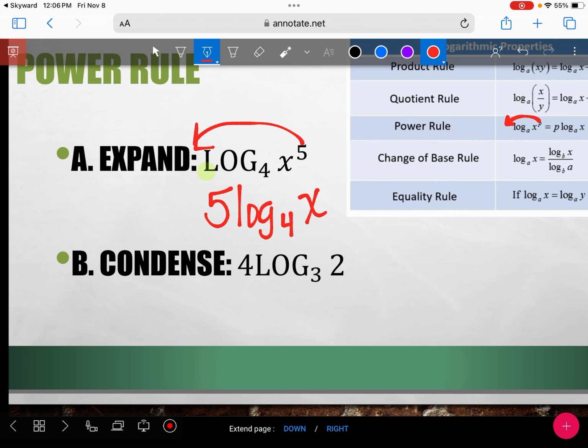And to condense it, anytime you see a number that looks like that number is being multiplied by the log, that means that that number is really a power. So this 4 is really being moved here. So that would be the log base 3 of 2 to the 4th, or log base 3 of 16.